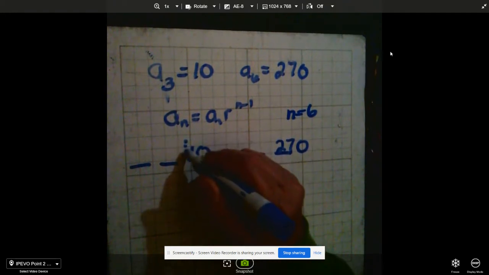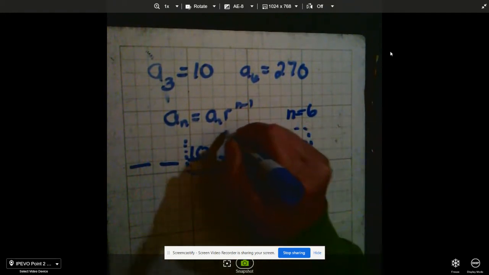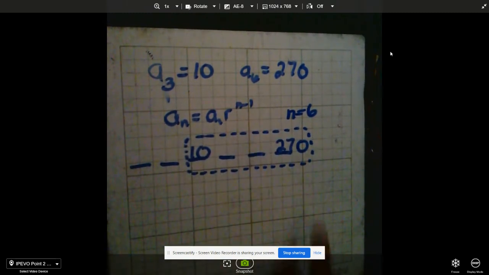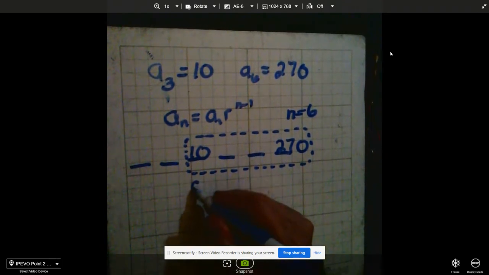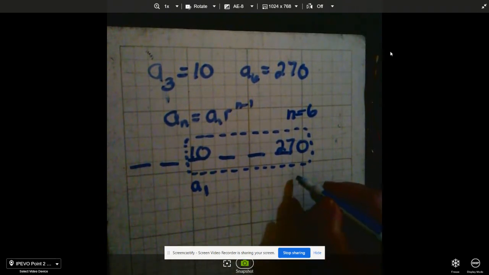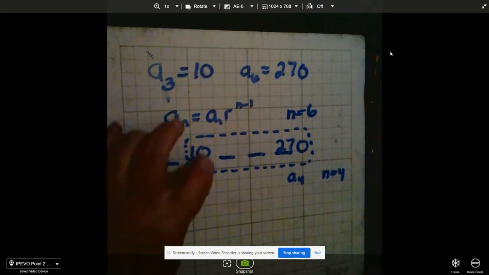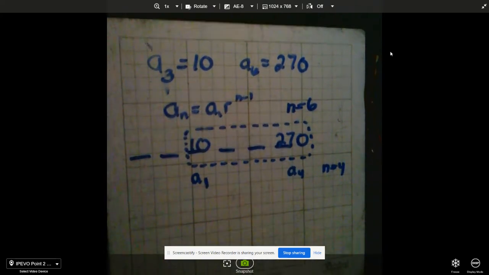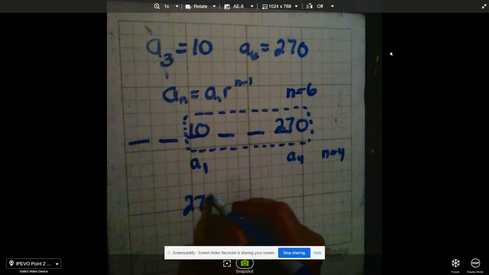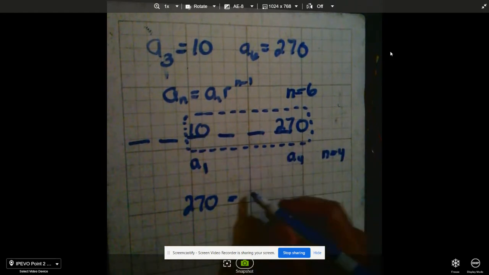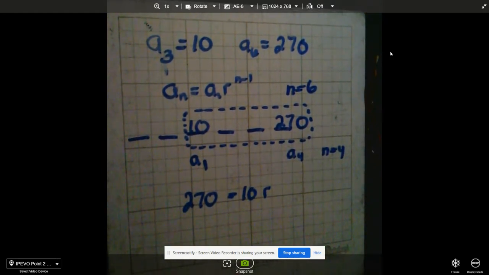So once again, just like we did in the arithmetic sequences and series, I'm going to use this piece of the sequence to figure out what my R value is. So in that case, I'm going to call this A1, and this would be A4, which means N would be 4 because I have 1, 2, 3, 4 things. So I know my AN in this case would be 270. My A1 in this case would be 10. My R is what I don't know. That's what I'm solving for.